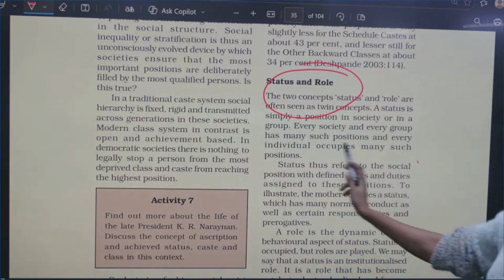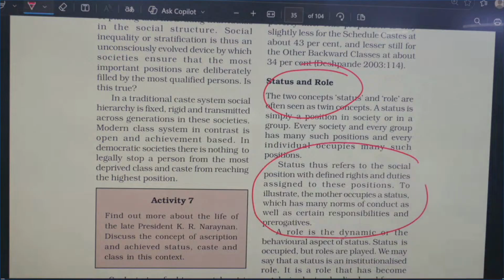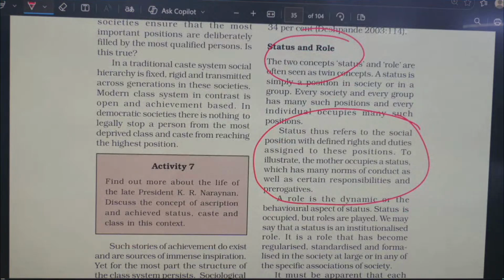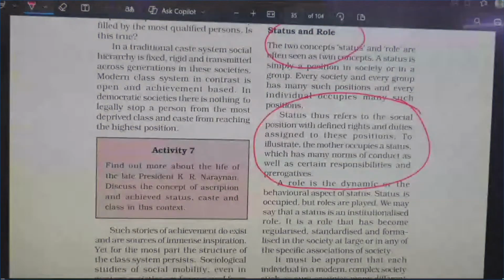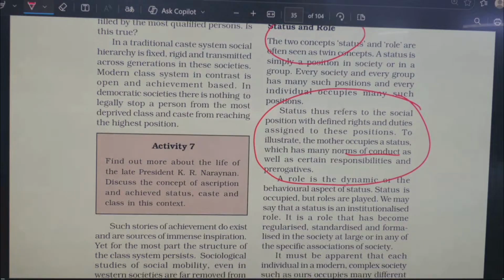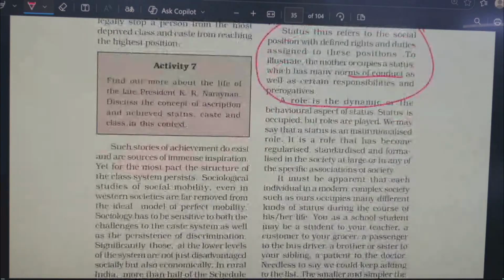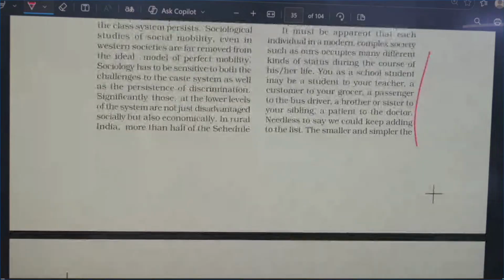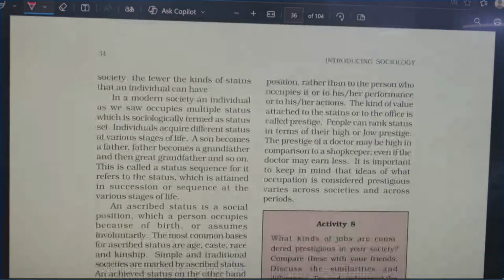So status thus refers to the social position with defined rights and duties assigned to these positions. Mother occupies a status which has many norms of conduct, responsibilities, and so on. Then as a teacher, brothers, sisters, I have just given explanation. You can read it quickly on this.